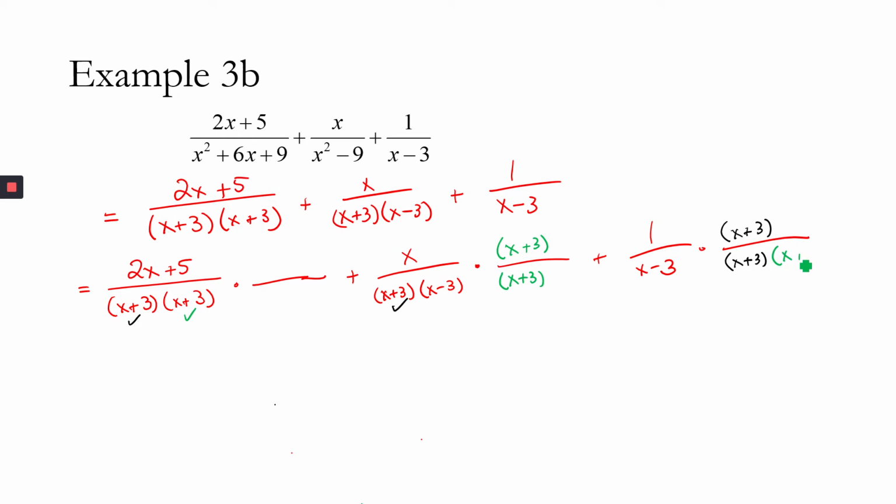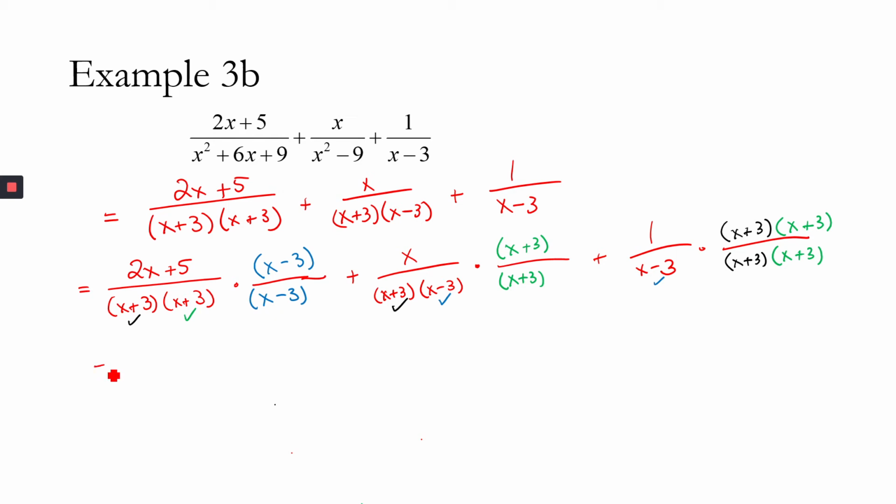And then there's our x plus 3 there. Nothing left in the first fraction. This middle one has an x minus 3, so that means this guy needs an x minus 3. We already have an x minus 3 there. We have an x minus 3. So now it looks like our denominators are all the same.